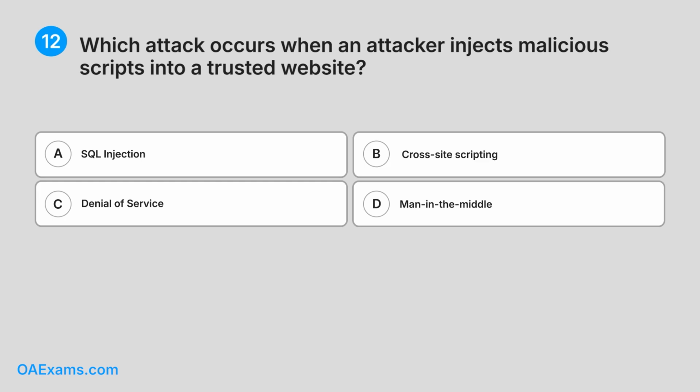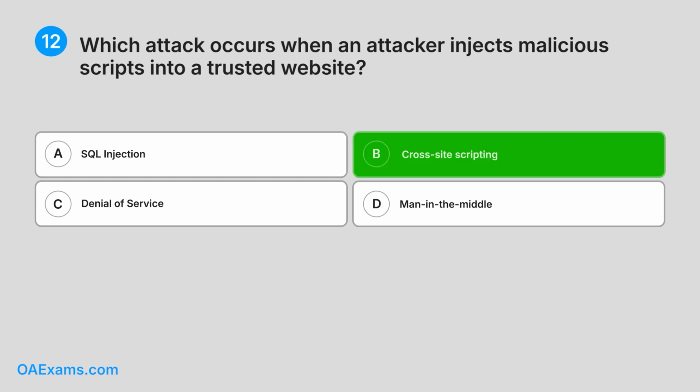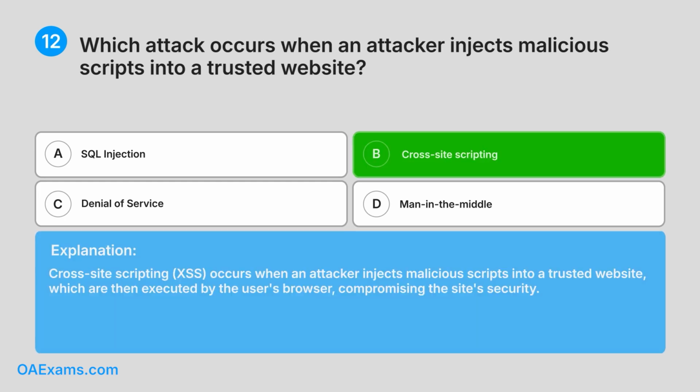Correct answer: B. Cross-site scripting. Explanation: Cross-site scripting, XSS, occurs when an attacker injects malicious scripts into a trusted website, which are then executed by the user's browser, compromising the site's security.